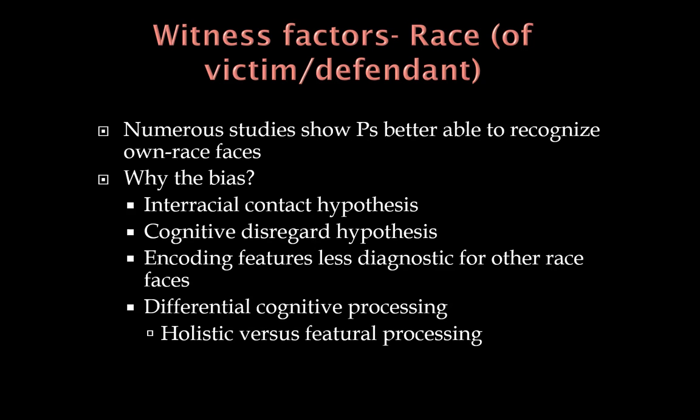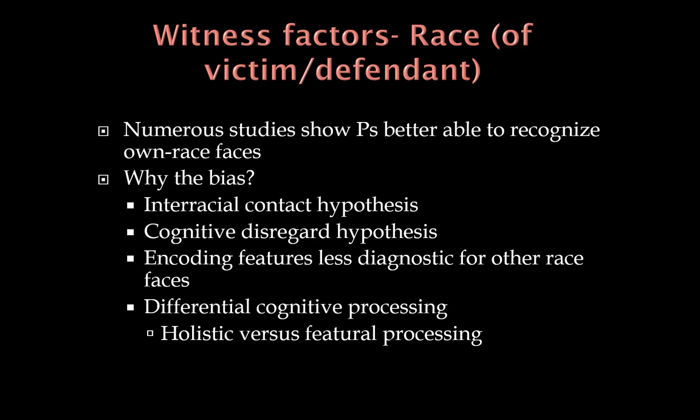On the other hand, there's lots of data that shows that when you look at other race faces, you tend to be more featurally processing. So you're processing eyes, nose, ears, mouth separately. So a feature process. And by the way, if you're wondering how in the world did you figure something like this out, there are some very clever studies that look at this.